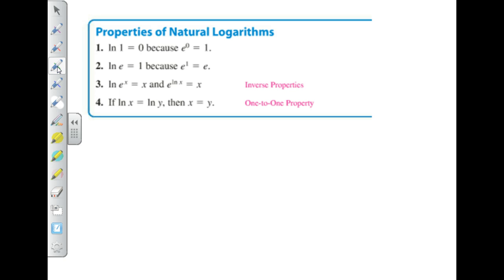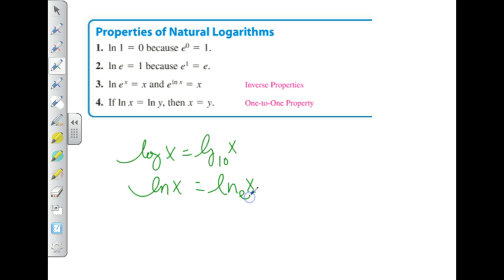And those properties work not only for logs, but they also work for natural logs. Remember, the log of x is equal to the log of x base 10. There's an imaginary 10 there, but unless I use the natural log, if I don't write the base, then we assume that it's base e.